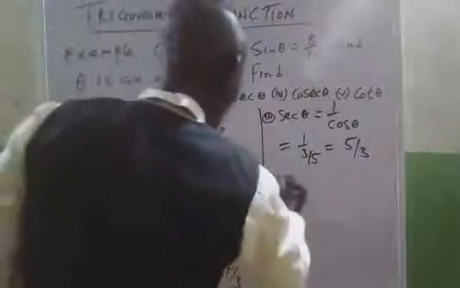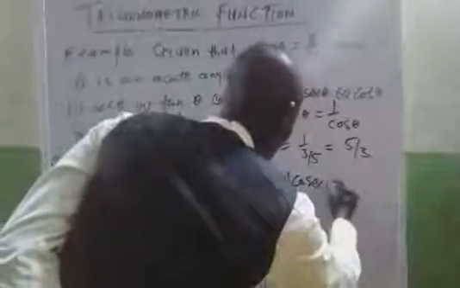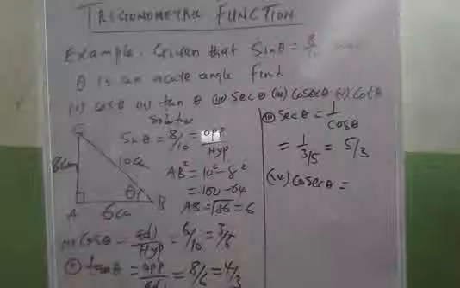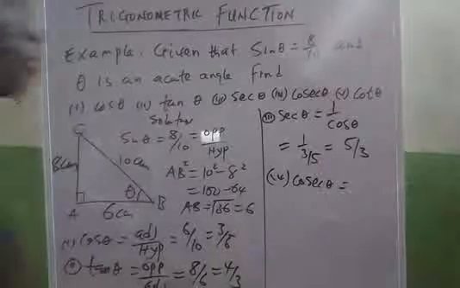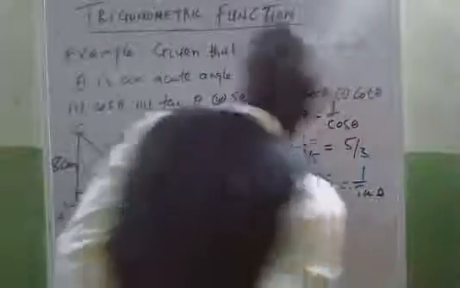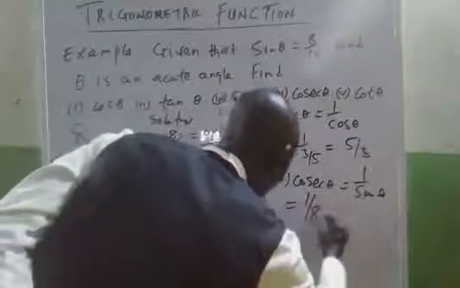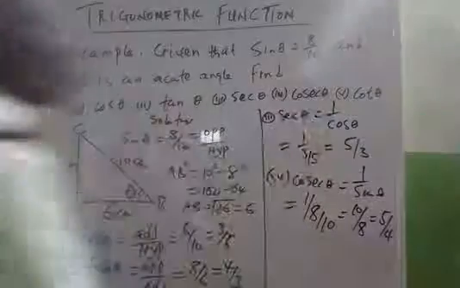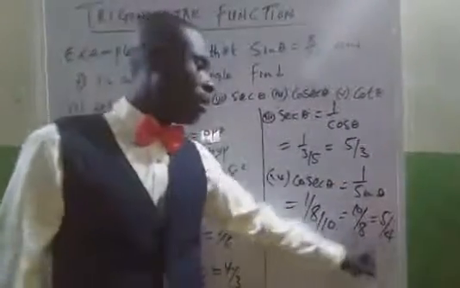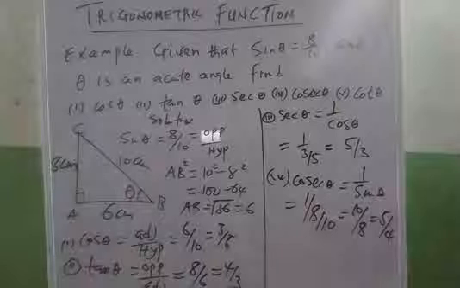Then for 4, we have cosec theta. Cosec theta is defined as 1 over sin theta. We have the value of sin theta to be equal to 8 over 10. So this is the same thing as 1 divided by 8 over 10, and that is 10 over 8, which is 5 over 4. Why is it 5 over 4? 2 here is 5, and 2 here is what? 4.